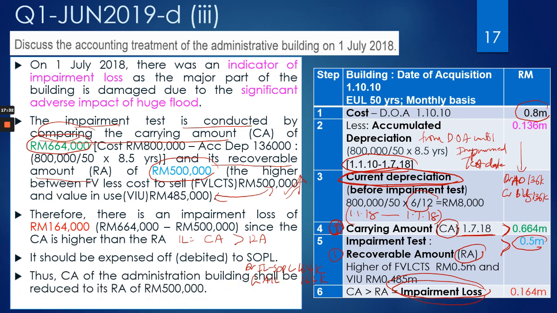Then you need to mention that the carrying amount that you will show, where? Shown in your SOFP, for the admin building shall be reduced to the recoverable amount. So this will be reflected in the SOFP.